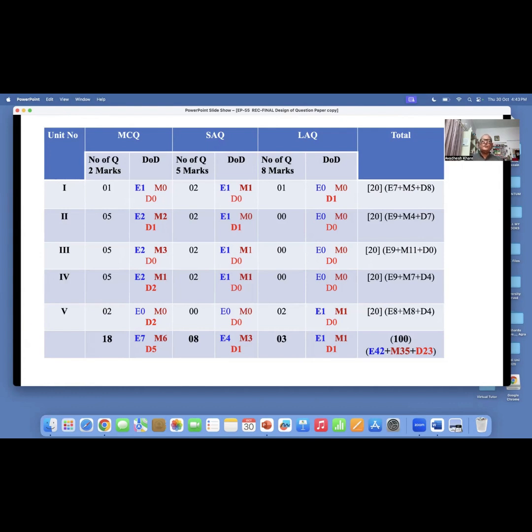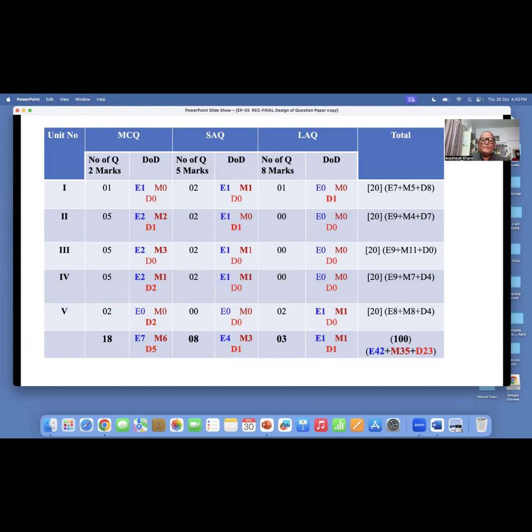Then long answer questions. One question is taken from unit 1 and 2 questions from unit 5. So the unit 1 question is difficult, and the unit 5 questions are 1 easy and 1 moderate. So in all, we have 18 MCQs.